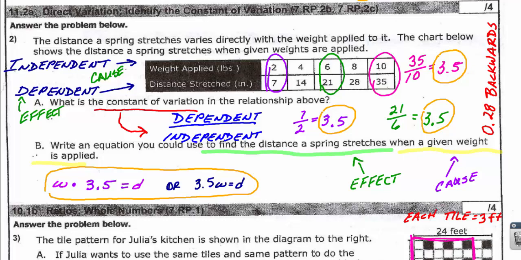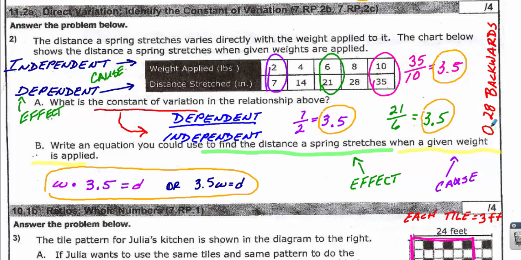So we're going to use this formula, which is dependent divided by independent. That's how we find our constant of variation. So we can pick several of these. We'll pick the dependent 7 divided by the independent 2 right down here. 7 divided by 2, 3.5. The dependent 21 divided by the independent 6 right over here. 21 divided by 6, 3.5. The dependent 35 divided by the independent 10 right over here, 3.5.